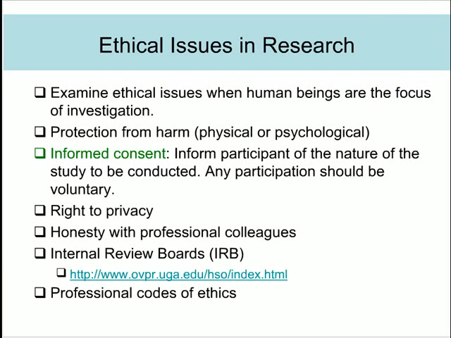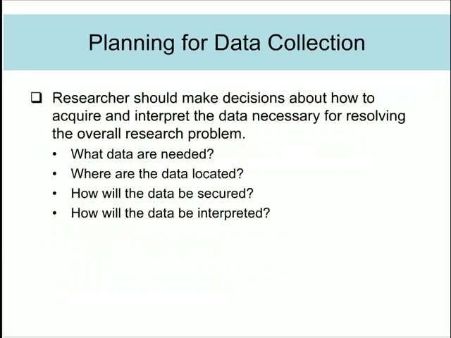So you've identified the research design and the methodology. You've considered issues related to validity and reliability, and you've addressed ethical implications of the project. Now it's time to make some hard decisions about how to acquire and interpret the data you're going to need for resolving the overall research problem. The first question is, what data are needed?